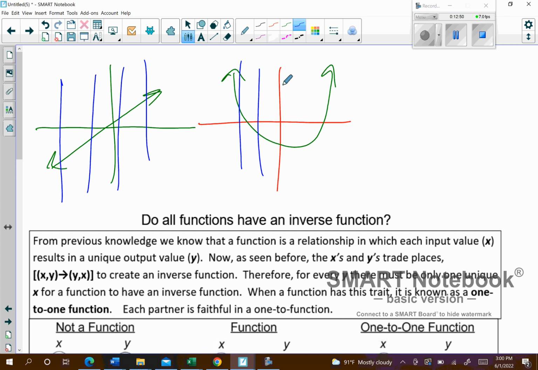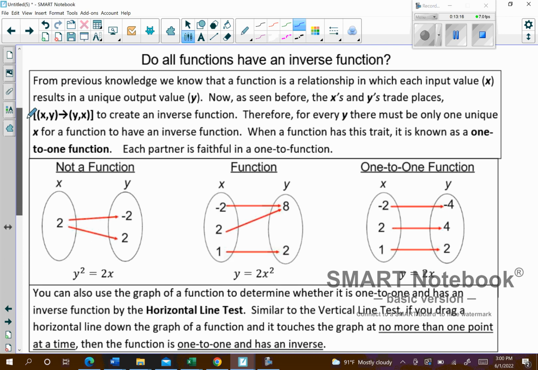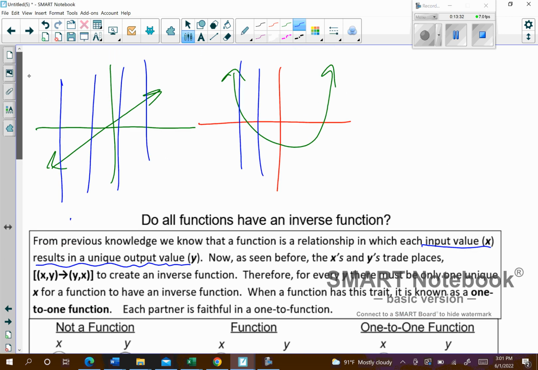If you remember, the definition of an inverse is that x and y swap places. That could create some issues for some of these functions, when you swap the x and y values. I'm going to get a little technical, and then I'll try to simplify this explanation for everybody. From our previous knowledge, we know that a function is a relationship in which each input x results in a unique output y. That's what I was going over up here: for every input of x, I get a unique output for y.